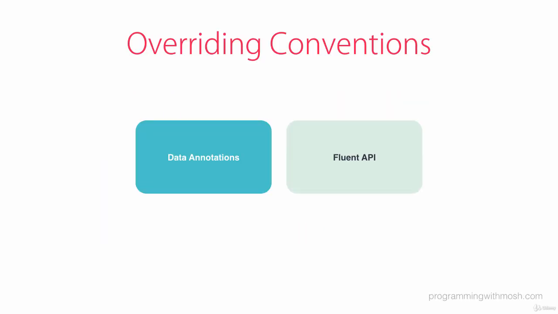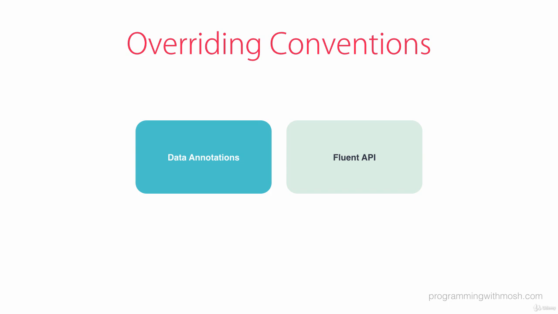So in this lecture, I'm going to introduce you to two ways to override these conventions: data annotations and Fluent API. Now, in this lecture, I'm not going to get deep into data annotations or Fluent API. This is just a brief overview, so you get a feel for how they work. Then, over the next two lectures, I will cover data annotations and Fluent API in more detail.